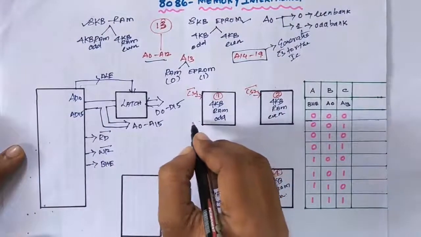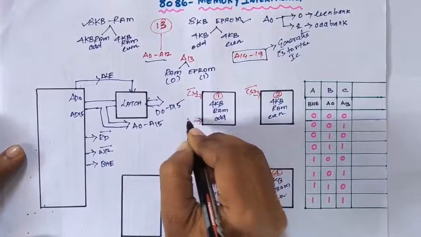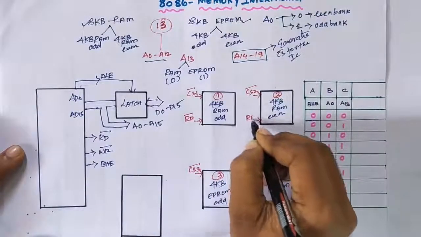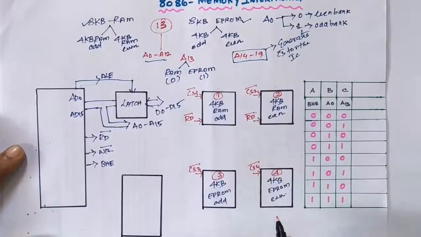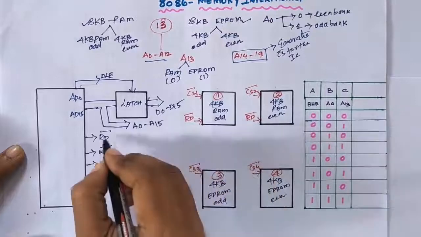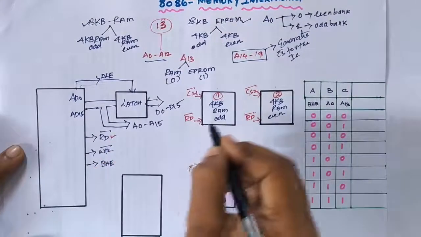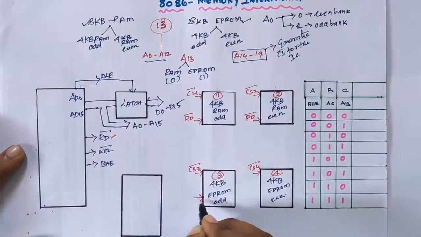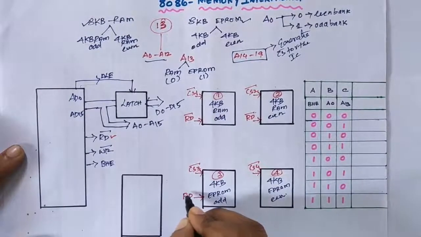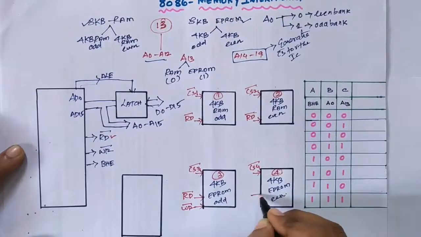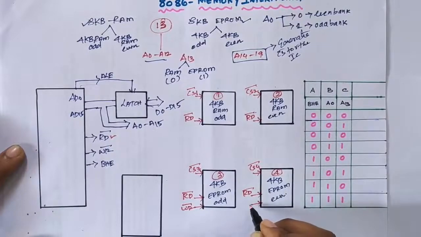This RAM memory contains only the read signal, and here also only the read signal. So we need to share only the read signal available in the microprocessor with the RAM memories. But the EEPROM memory has both the read and write pins available. Here also, read and write pins are available.